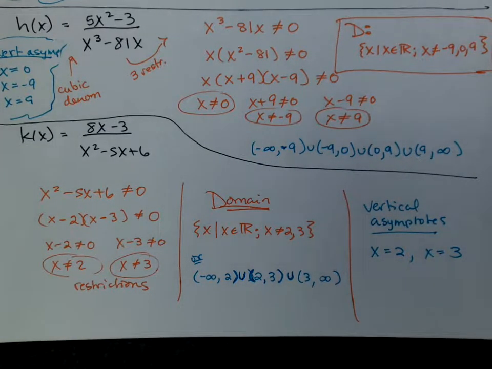Because those are the dashed lines that are not part of the function, but they show what the function will never touch. They're actual vertical lines that the function doesn't touch.